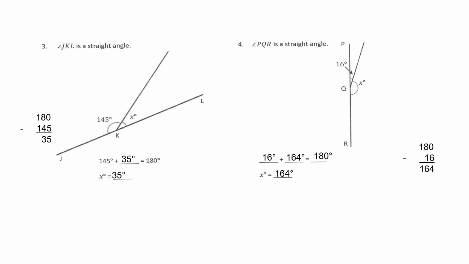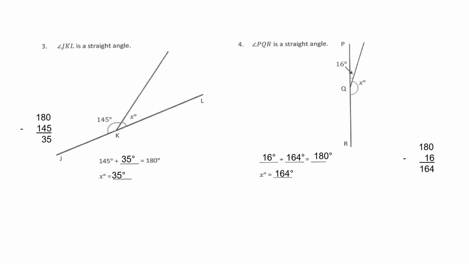Now, angle JKL is a straight angle, and we know that straight angles are 180 degrees. So we know the whole, and we know one part, which is 145 degrees, and we need the other part. So part, whole. We know the whole and one part. We need to find the other part, which means subtraction. So 180 minus 145. If we decompose, that becomes 7, and this becomes 10. 10 minus 5 is 5. 7 minus 4 is 3. So 145 degrees plus 35 degrees equals 180 degrees. So x degrees equals 35 degrees.